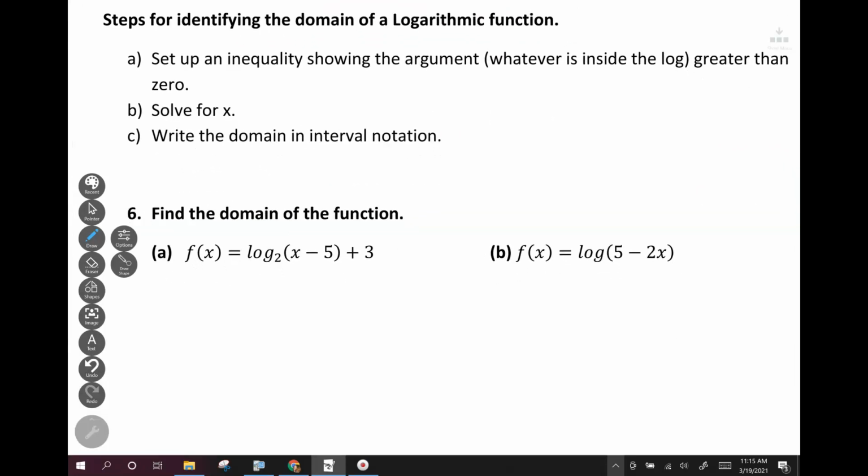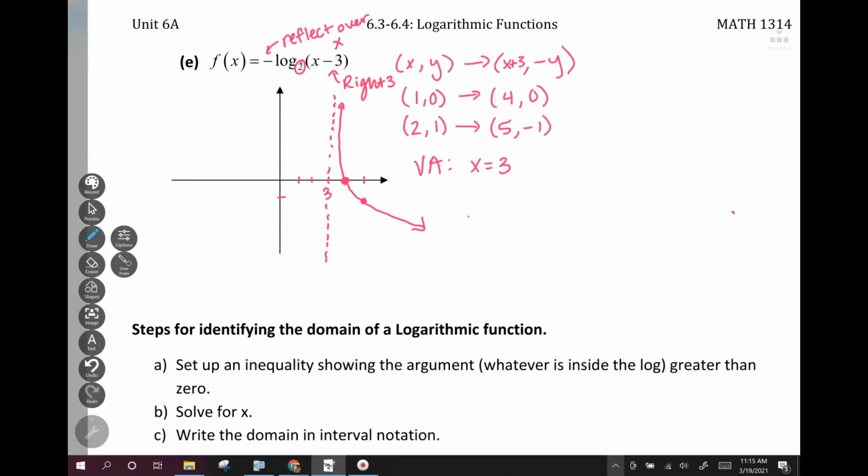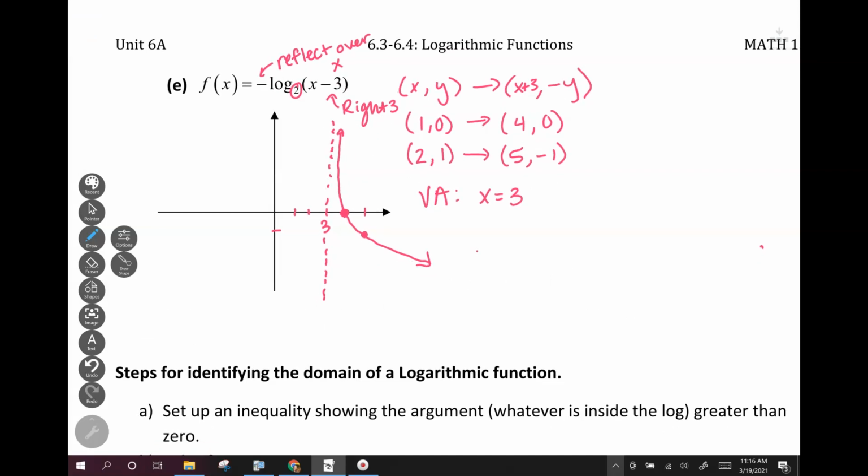Last thing I want to mention in this video is the domain of a log function. So we've looked at a lot of graphs, and actually we should have been doing the domain of all of these. So what's the domain of this function? Well, it can't go past that vertical asymptote. So it's starting at 3, and then it goes to the right forever.